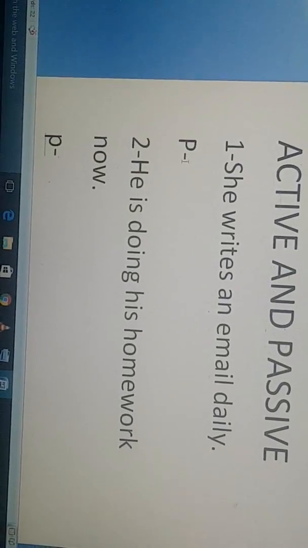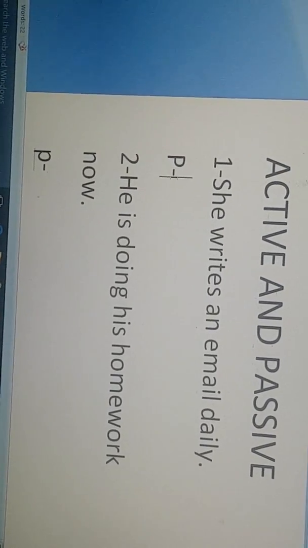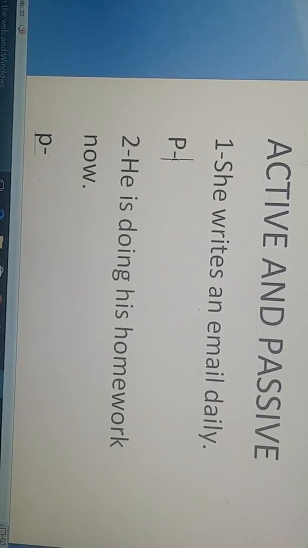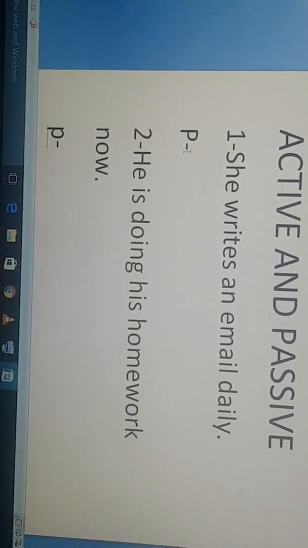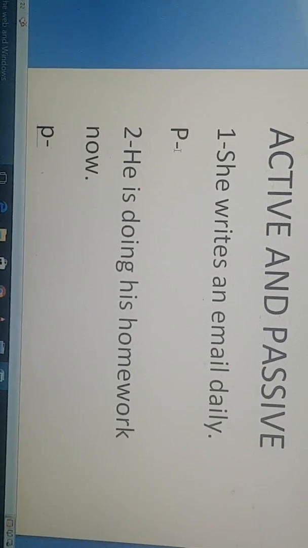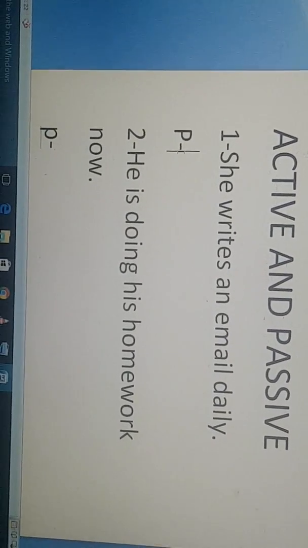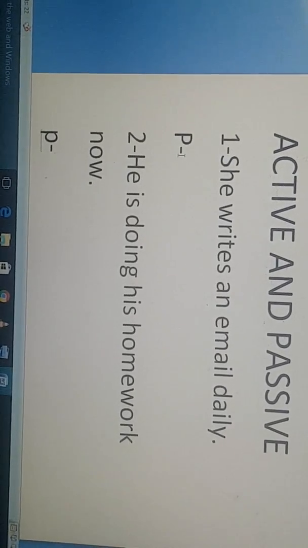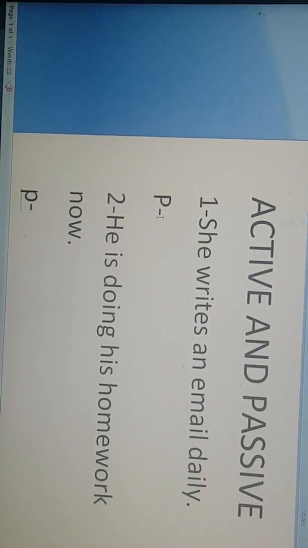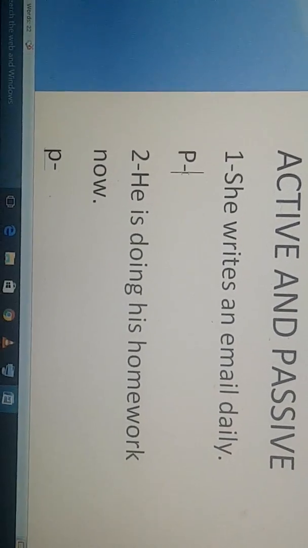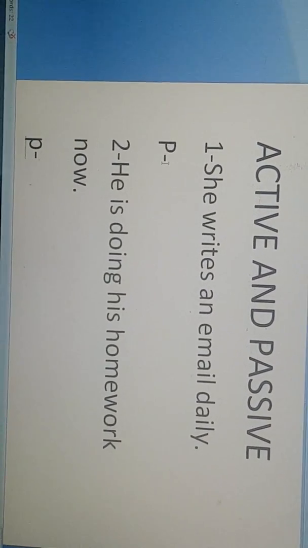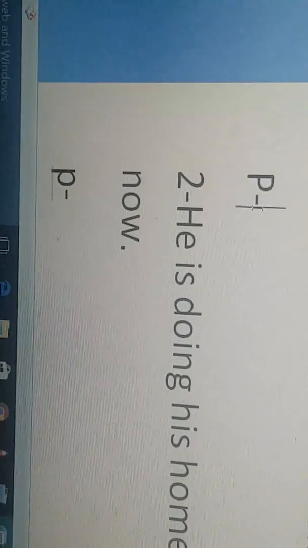Now, for this sentence, she writes an email daily, we will ask a question with the help of what, and the answer that we get will be our subject. If I ask a question with what, what will be the answer? What does she write daily? The answer is an email. So, an email will be our subject. While we change into passive, the subject that we have discovered after asking the question with what, an email, we shall write here.